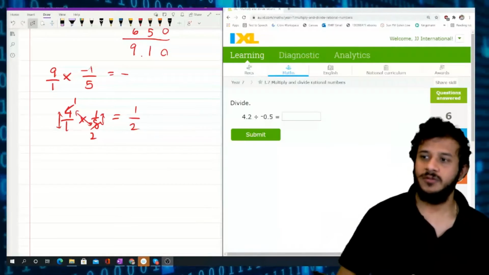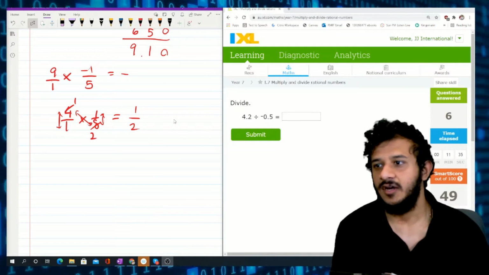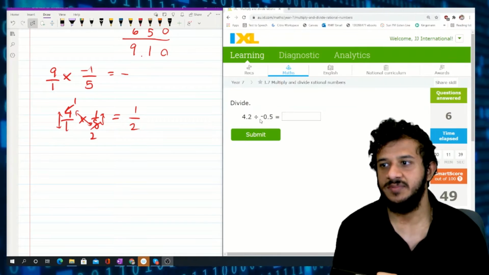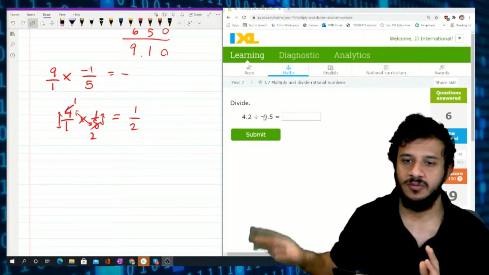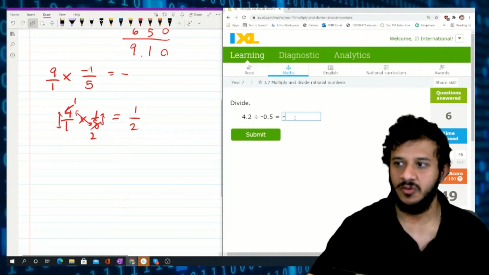Alright, so let's go to the next question, which is this. This is pretty much a decimal divided by a decimal number. So first things first, a positive divided by a negative is obviously negative. I'm not going to even worry about that.